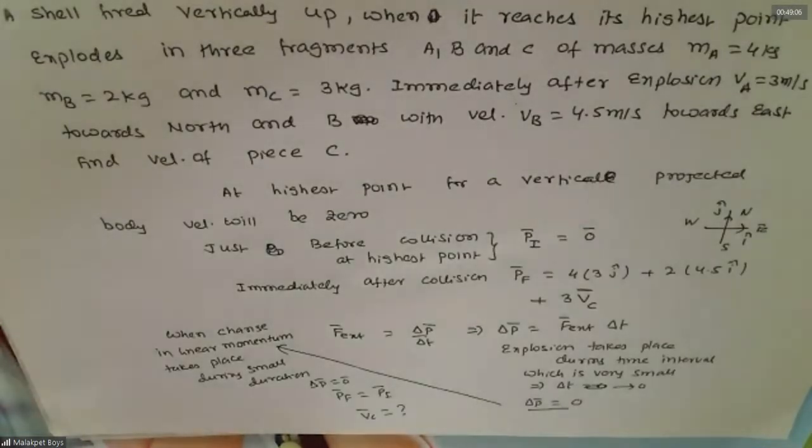Sir, till here completed, sir. Doing the calculation now. Pardon? 4 minus i plus 3 minus j. How much did you get? 4 minus i cap plus 3 minus j cap.